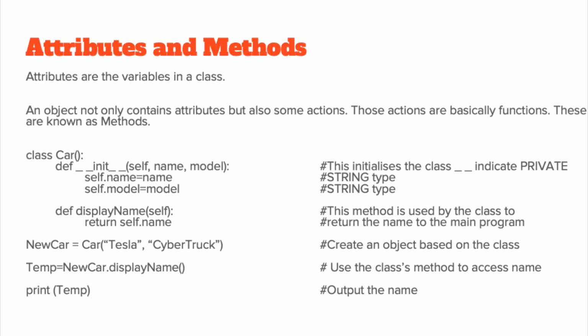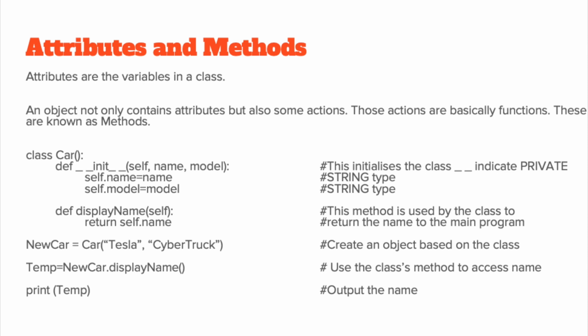You have to understand terminology like attributes and methods. What are attributes? Well, basically when you define a class, which is a user-defined data type because it doesn't exist before you define it, attributes are the variables used in a class. Objects normally don't just have attributes, they also have actions, and these actions are basically functions, and these are known as methods. So attributes are the variables and methods are the functions that you can apply on those variables.